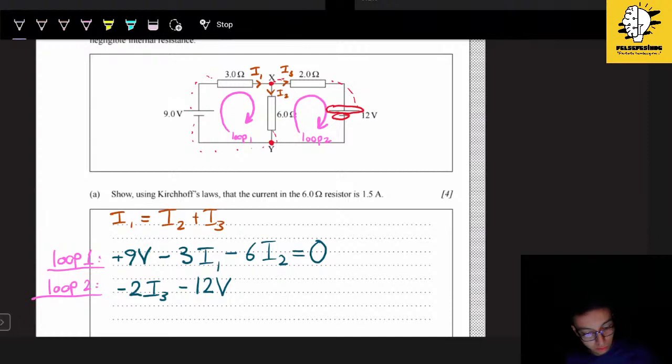So let's follow loop 2. Loop 2 is going in this direction. Oops, I am at point Y, and I came here to the 6 ohm resistor. Now I see that the direction of loop 2 goes in this direction.